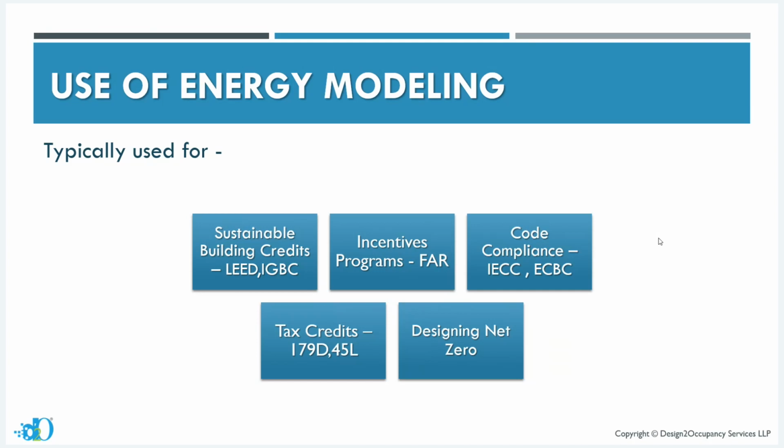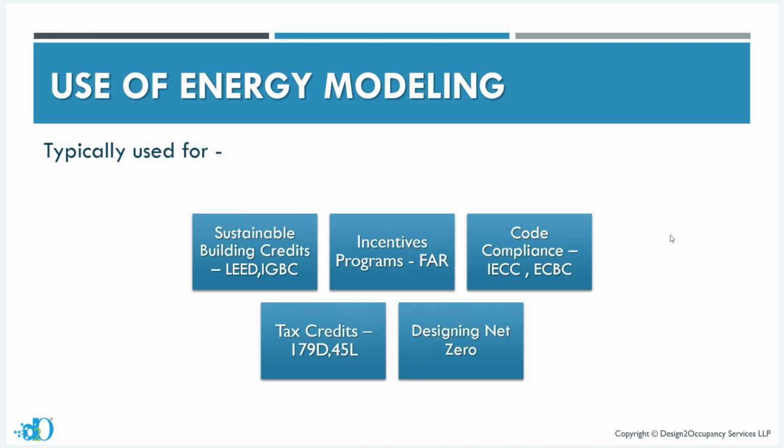Then we have tax credits. So basically, in the Western countries, in the US and European countries, we have tax credits on energy efficiency. So if we are making an energy efficient building, which is more efficient than the baseline reference, then we can target the tax credits. So 179D, 45L, these are various laws available in the US market where we can target the tax credits.